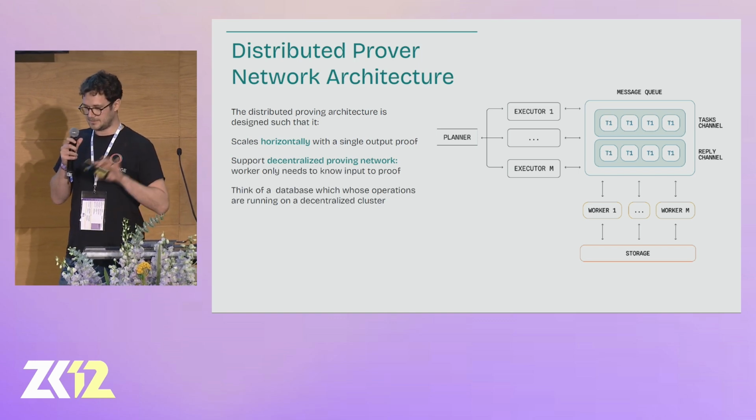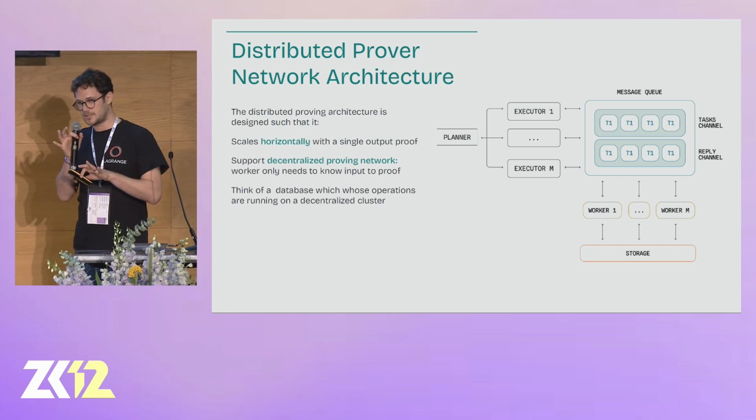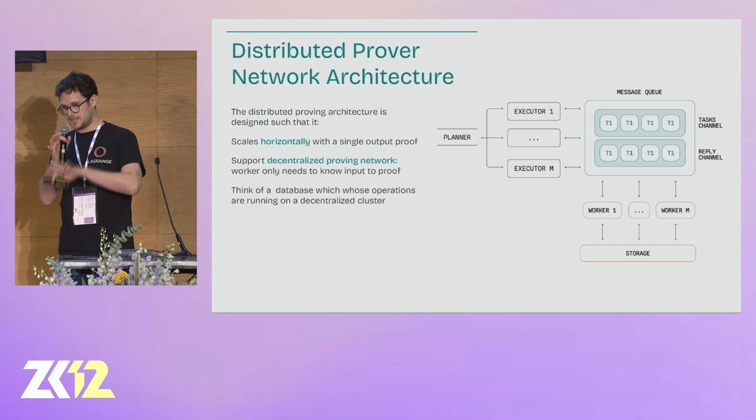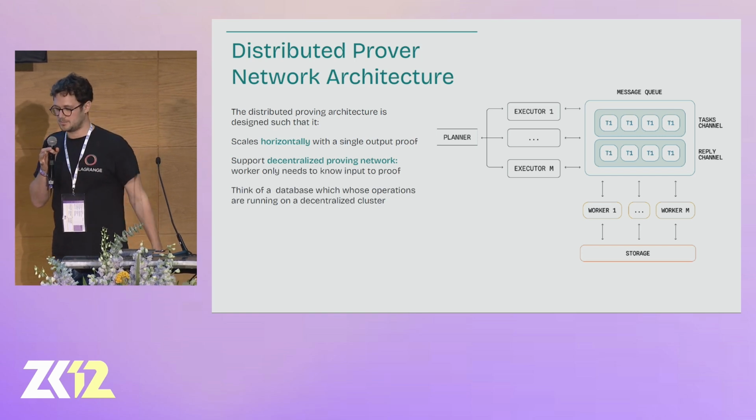And yeah, that's really basically the other side of Lagrange, also what we are building. Again, the proof network and the application building on top of it.